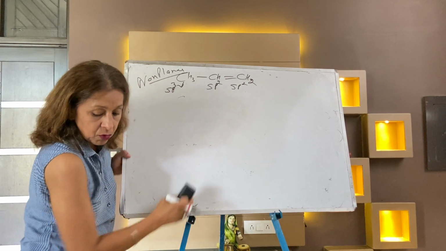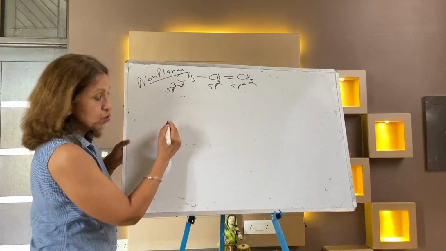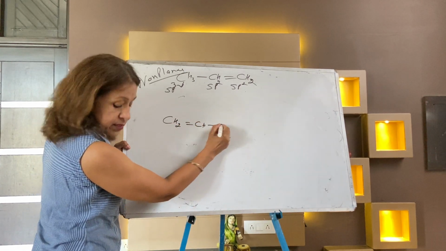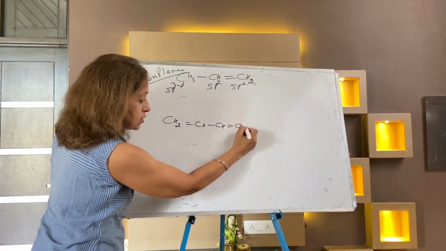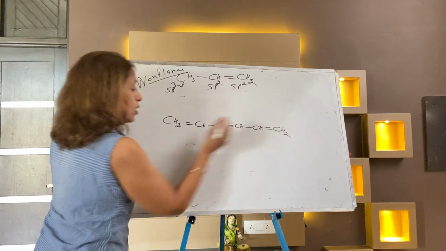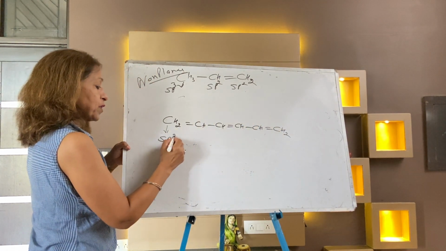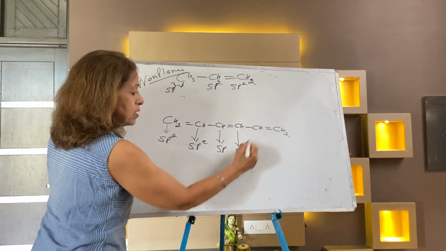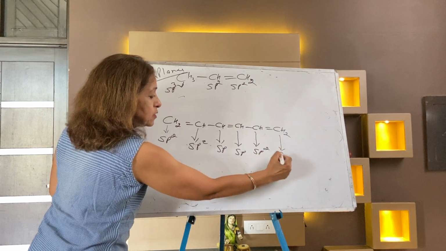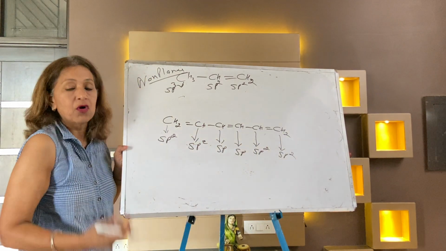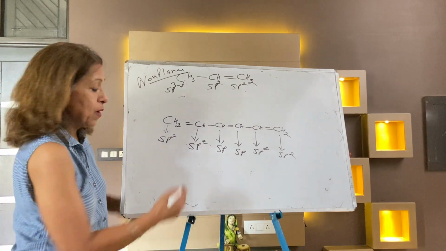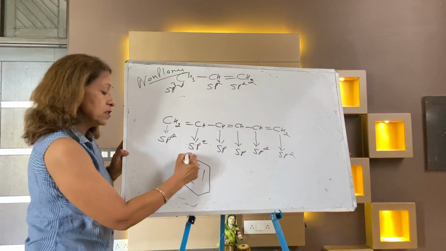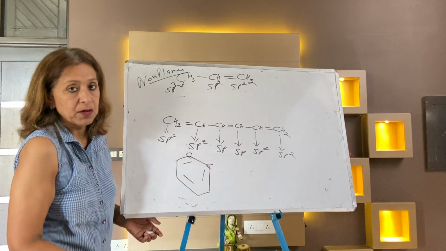Okay, now I'm taking one more. Write CH2 double bond CH, single bond CH, double bond CH, single bond CH, double bond CH2. This is sp2, sp2, sp2, sp2, sp2. All are either sp2 or sp, so it is a planar compound. Benzene: in benzene each carbon is sp2, so benzene is a planar molecule.